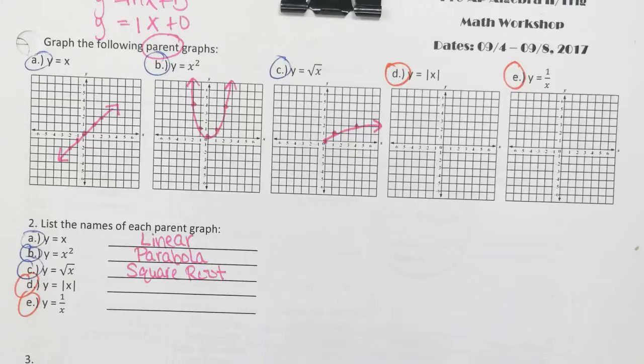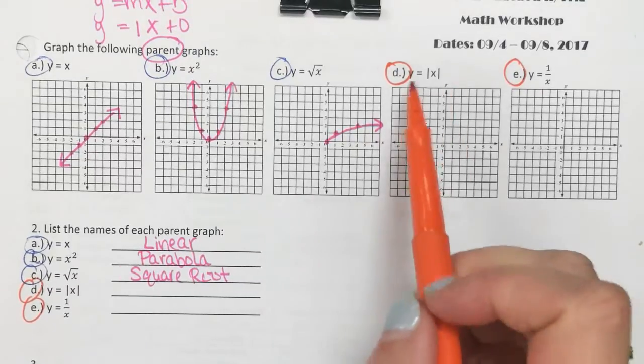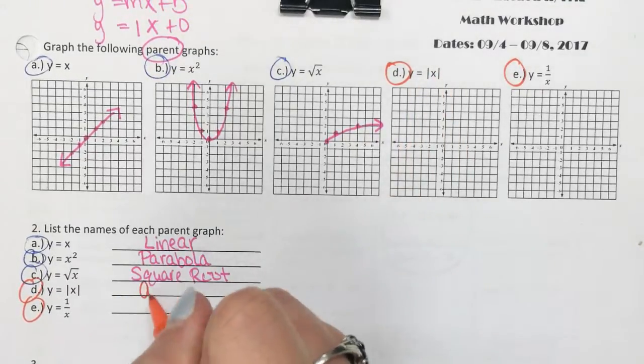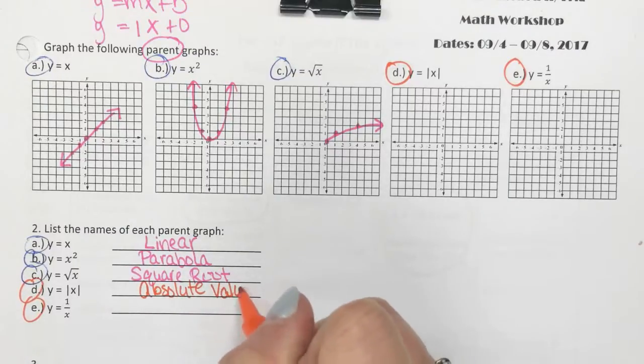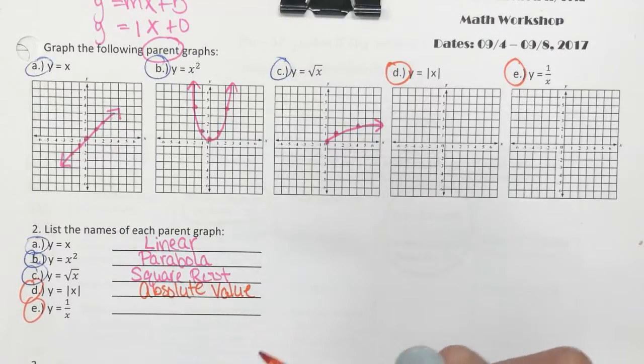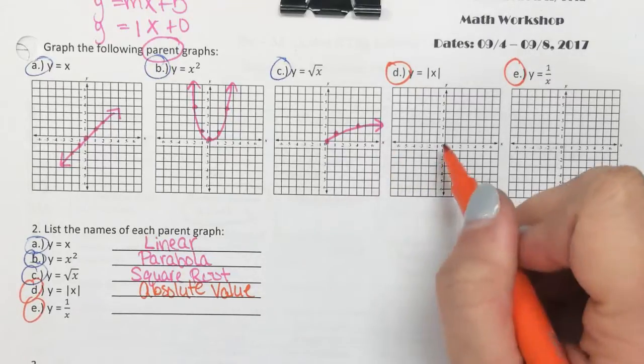Okay, so what is this little guy right here called? Absolute value. There you go. And if it's a parent graph, where's he going to start? He's going to start at the origin at 0. There you go.